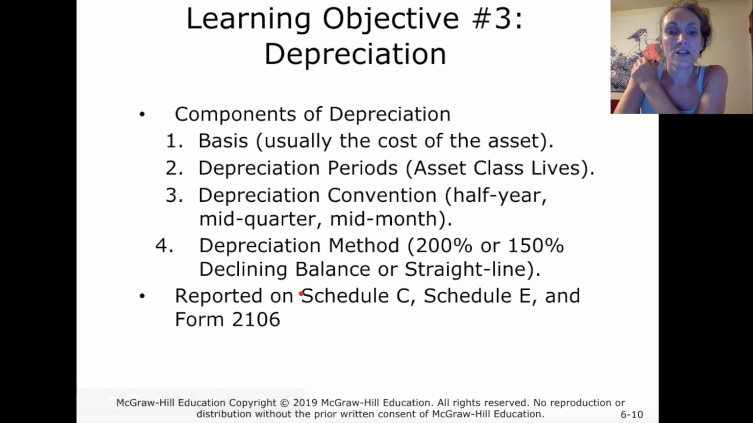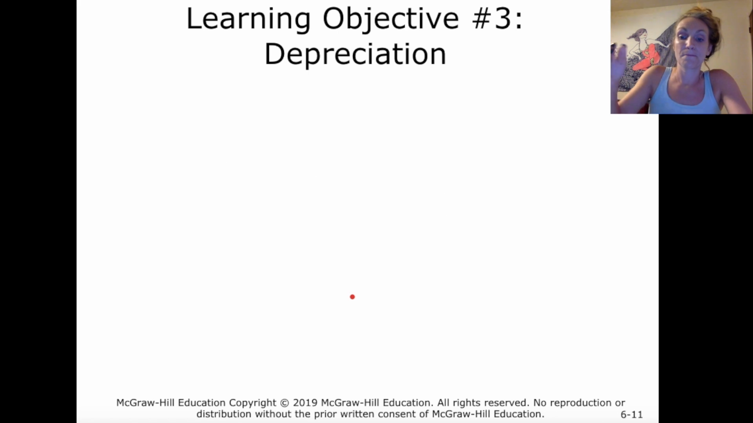Now, this depreciation expense for the year is reported on Schedule C or Schedule E and Form 2106. Now, it depends. Report on Schedule C or E. Schedule E is if you have real estate or if you have income from a pass-through entity. Schedule C is if you're self-employed. Many forms, all of the business forms can report depreciation.